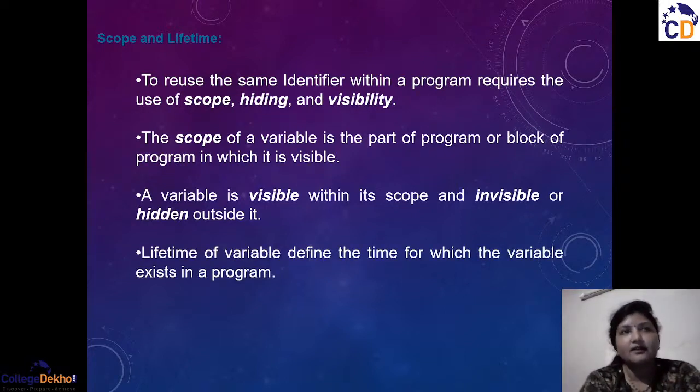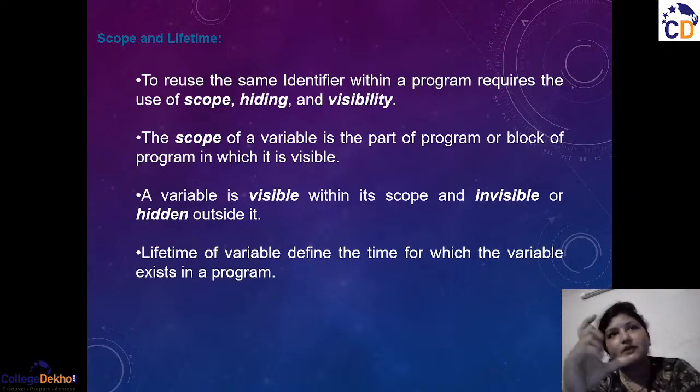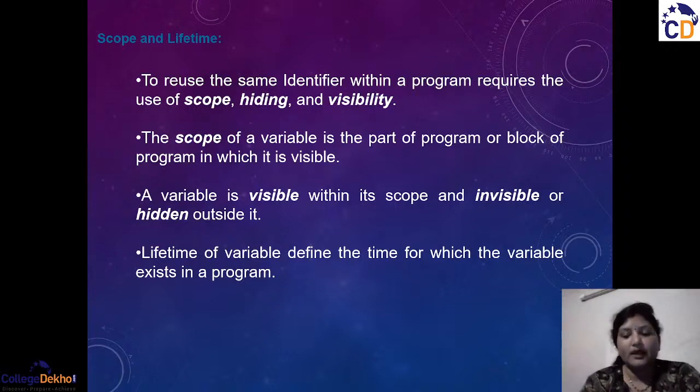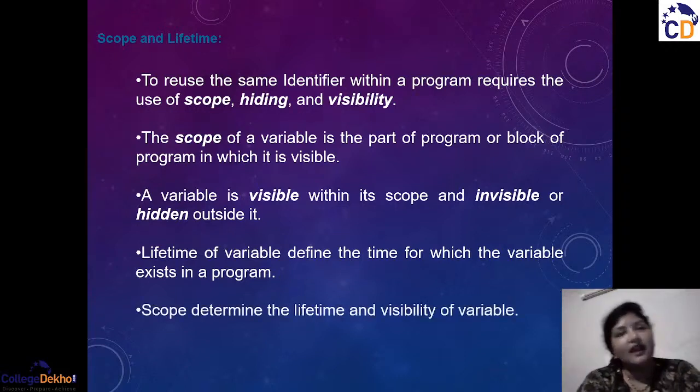Let us first understand the terminologies behind these variables. The lifetime of a variable defines the time for which the variable exists in a program. How much time it exists in the program defines the lifetime of a variable. Then what is scope? Scope determines the lifetime and the visibility of a variable. So there are two things behind scope: lifetime and visibility of a particular variable.